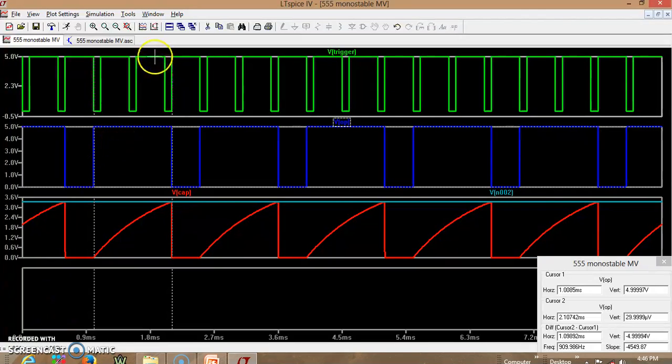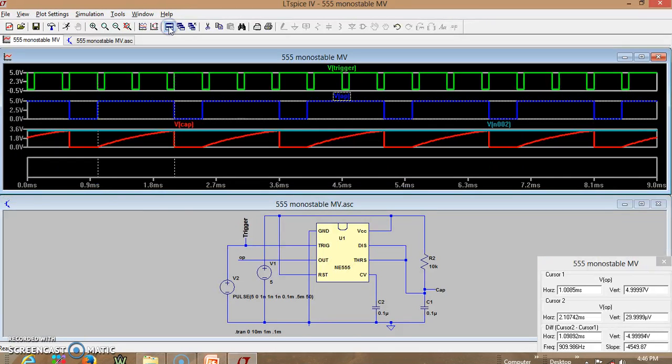So let us apply one more different type of trigger signal and try to verify how does the trigger signal matter in deciding the on time and off time. So let us apply a trigger signal whose width is more than the desired pulse width.